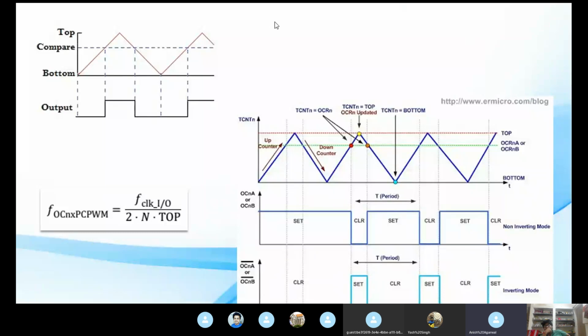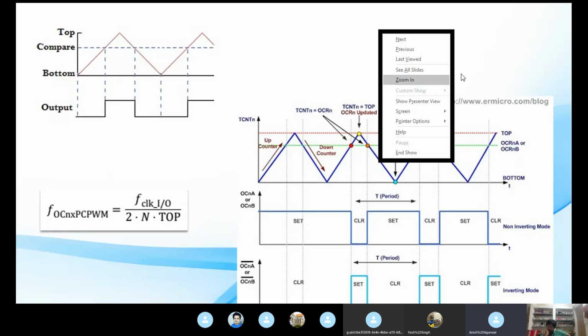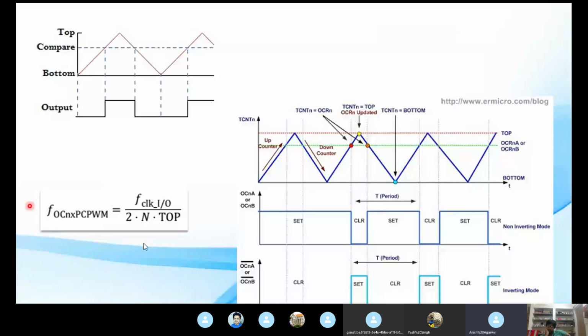Okay. So here you can see the terms up counter and down counter. What are these? A microcontroller has a counter, all right. When we say the clock frequency of a microcontroller is 1 megahertz or 2 to the power 16 or anything, what does it mean? It means that in 1 second, the microcontroller can count from 0 to 1 million.